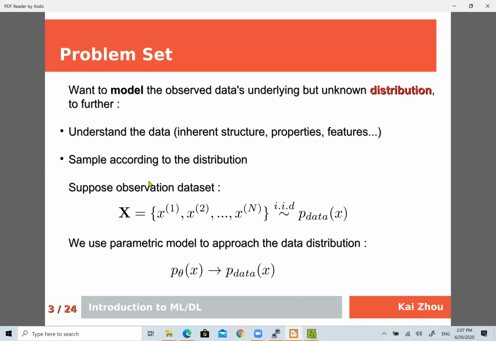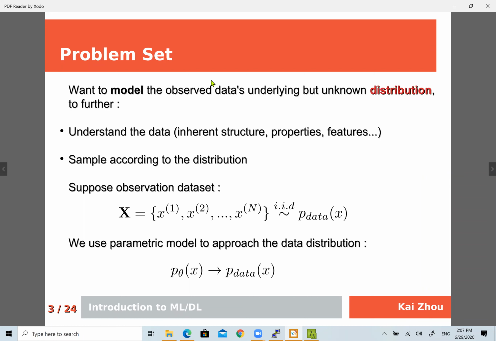So we will use latent variable model. Soon I will tell you what the latent variable model means. First, let's clear up the problem set here. A very general problem set for generative model is that we want to model our observations' underlying but unknown distribution function, right? I wrote this in one of our earlier lectures when we introduced maximum likelihood.